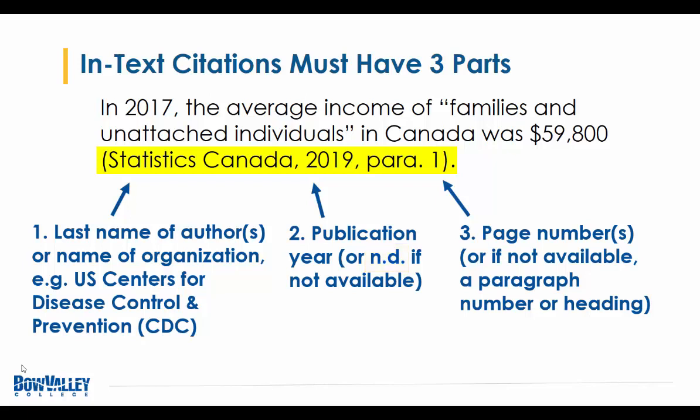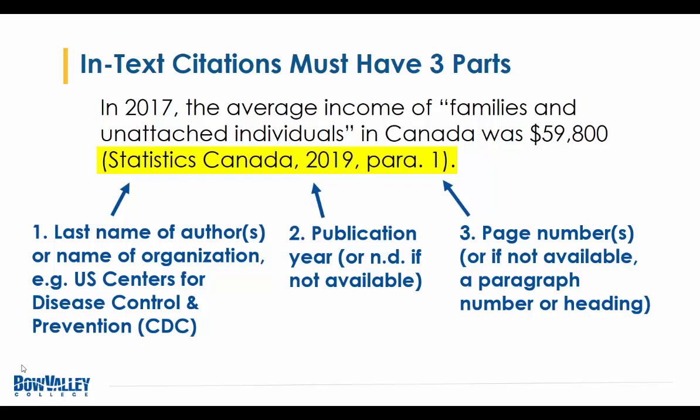3. Page number, paragraph number, or heading used inside of a source. Most sources have page numbers, such as journal articles and books, which you specify in brackets using the abbreviation P for one page or PP for more than one page.